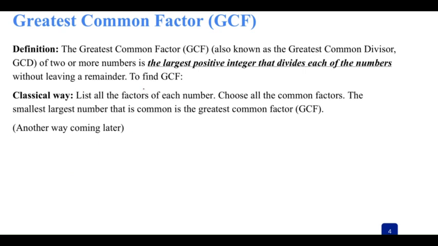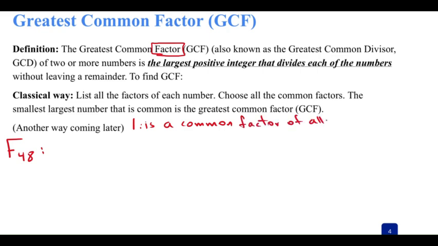Now we'll talk about the greatest common factor. Again, before we talk about the greatest common factor, we are talking about the word factor. If you remember, previously we have mentioned it in some definitions. If I have, for example, factors of the number 48, they are all the numbers you multiply that make 48. The first and most obvious one is 1. 1 is a common factor of all numbers. That means any real number can be divided by 1.